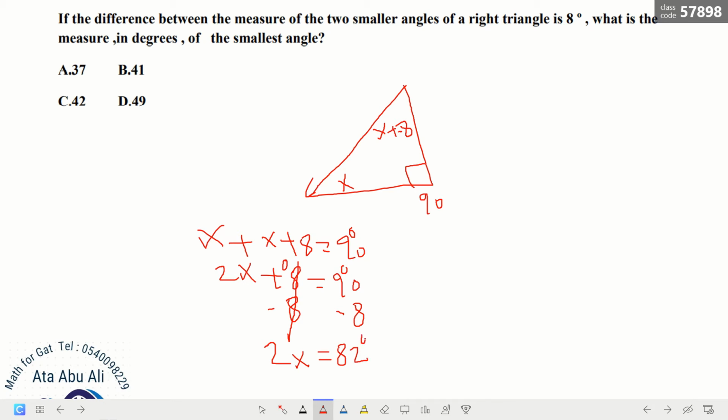Then I have to divide both sides by 2. I divide this by 2, and I divide this by 2. 2 divided by 2 is 1. So now x is equal to 82 divided by 2, it's equal to 41. So the smallest one is equal to 41, which is B.